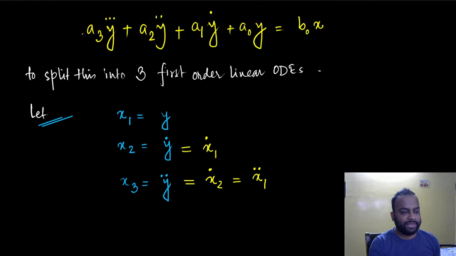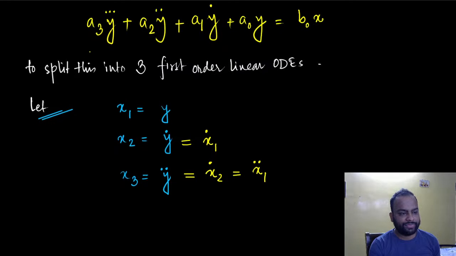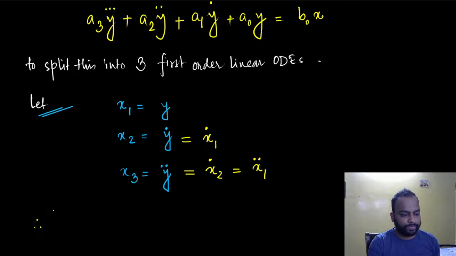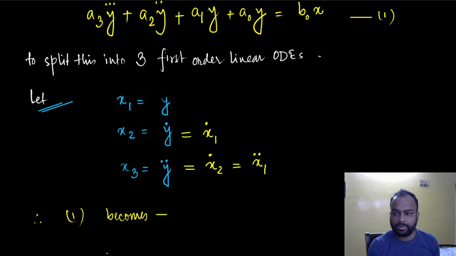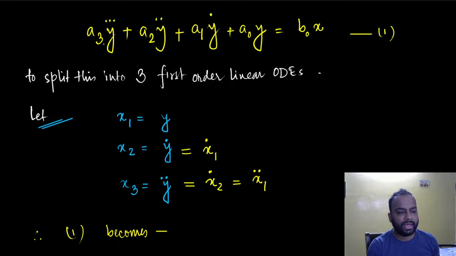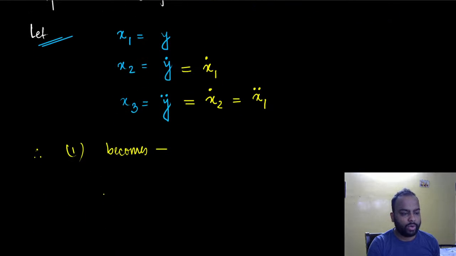Now let's take this differential equation, which is, say, equation number 1. So if I take this differential equation, I think you can see this, right? We have a3 y triple dot. So how would I write a3 y triple dot? What is y triple dot? Can I write this as x3 dot?